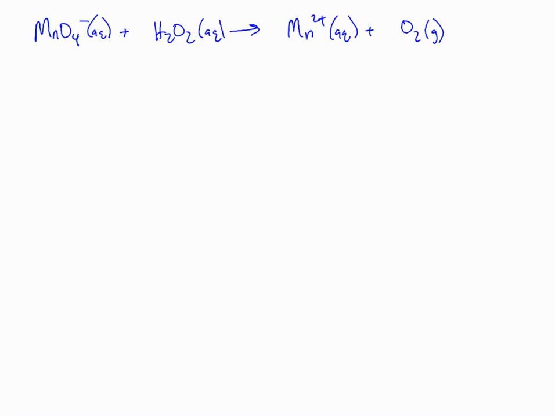So section 5, page 2, we are on the third example. Permanganate plus peroxide yields manganese ions plus oxygen gas. Step 1 says find the oxidation numbers. Do we have them? Good.